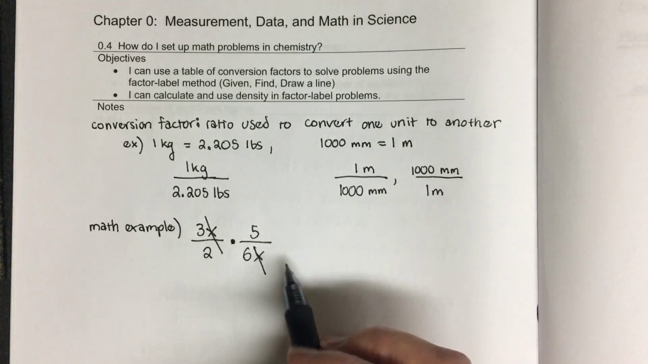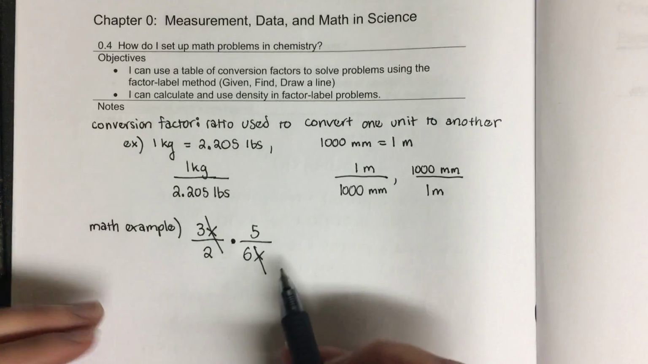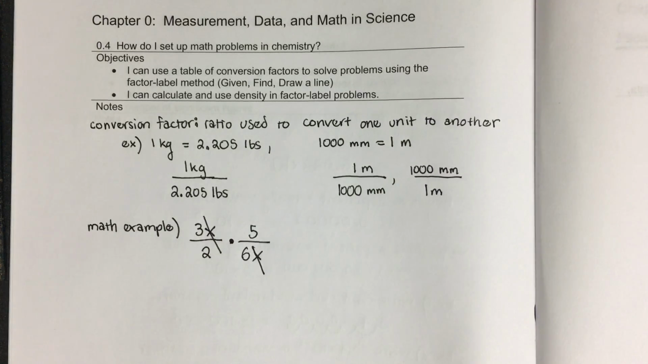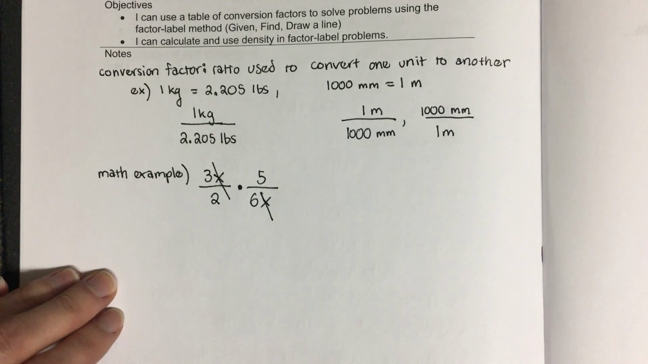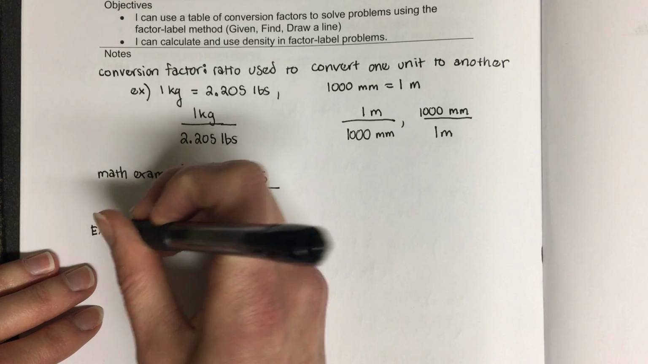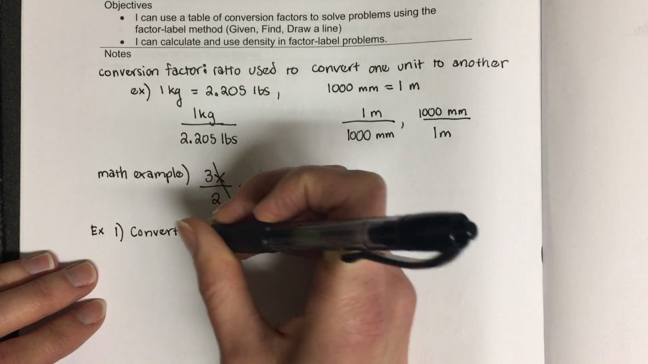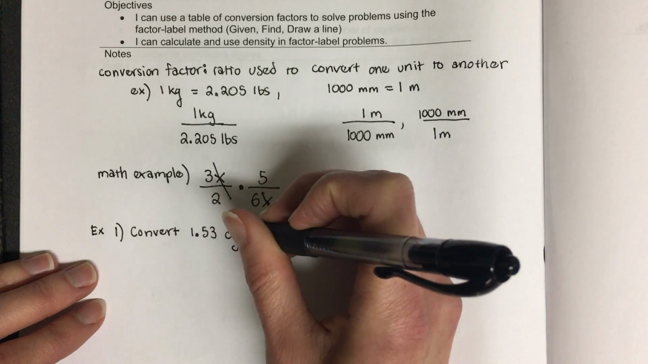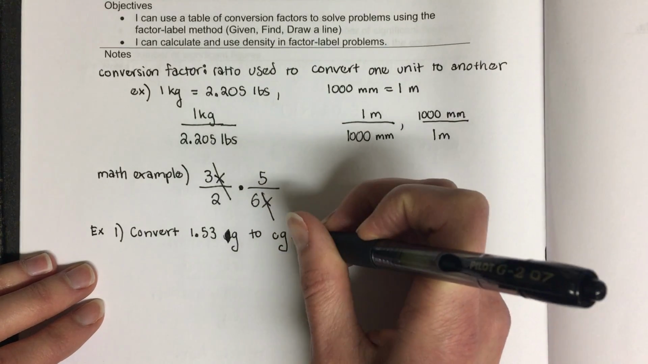Okay, so that is going to be the key to what we are doing in the problems we're about to start doing in chemistry, except instead of canceling variables like x, we're going to be canceling units. Okay, so we're just going to jump right into an example, and I think once you see what we're doing, this will be pretty easy to set these problems up. So, example number 1, we want to convert 1.53 centigrams, grams, not centigrams, 1.53 grams to centigrams.